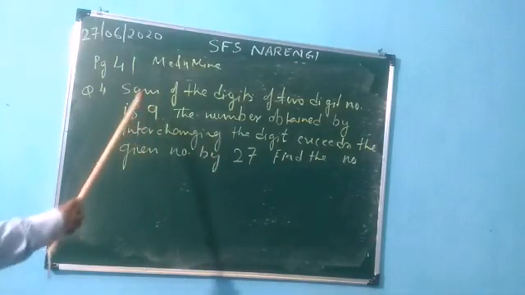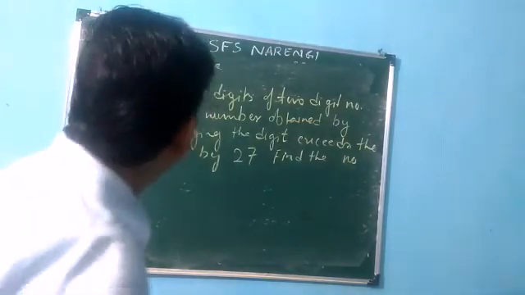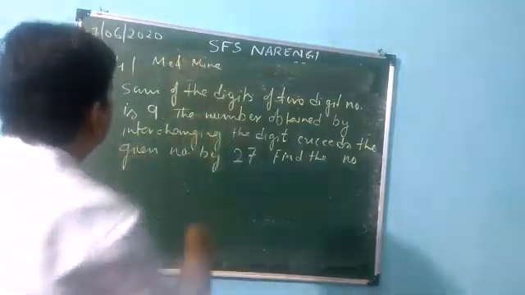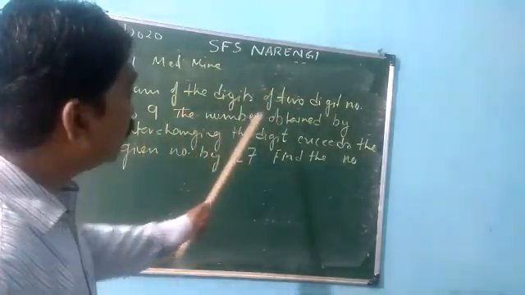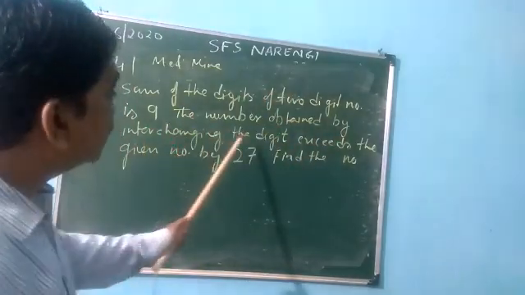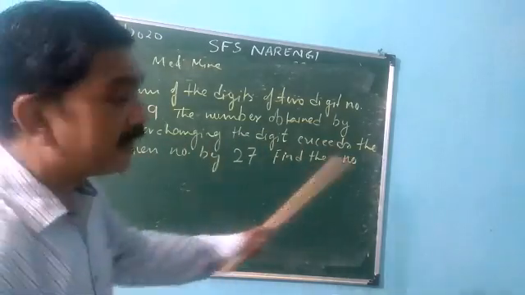Let me read the question. Sum of the digits of a two-digit number is 9. The number obtained by interchanging the digits exceeds the given number by 27. Find the number.